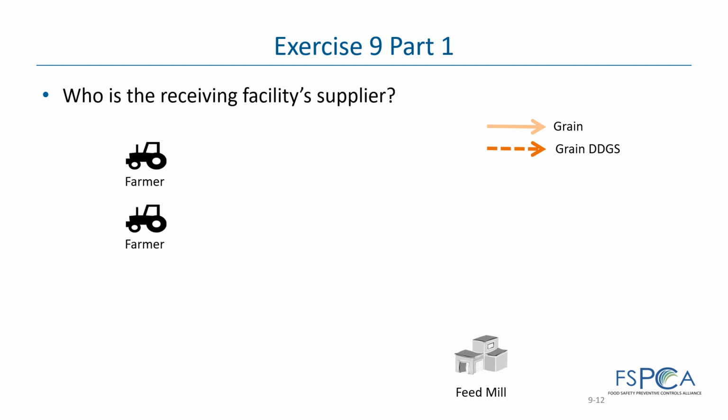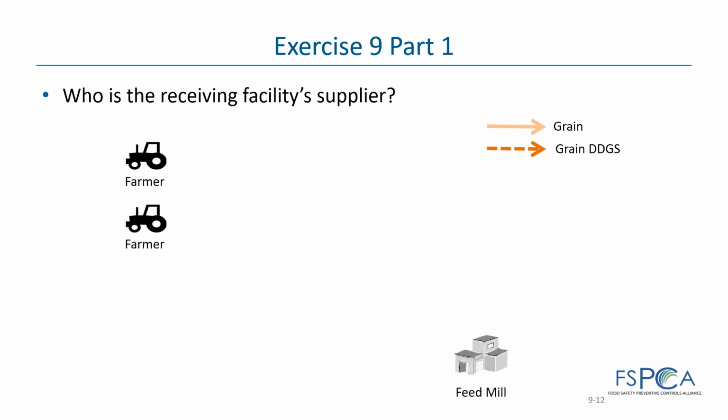This is the point where we are supposed to stop and do the first exercise for Chapter 9. And in the classroom, I always like to demonstrate this exercise using M&Ms as a grain product, and then passing those M&Ms or selling those M&Ms between different types of facilities. And at each step, I always ask my students, who is the supplier and who is the receiving facility?